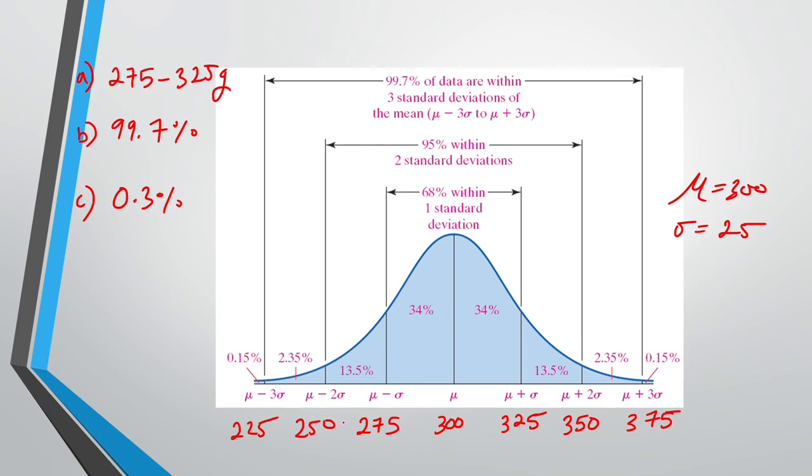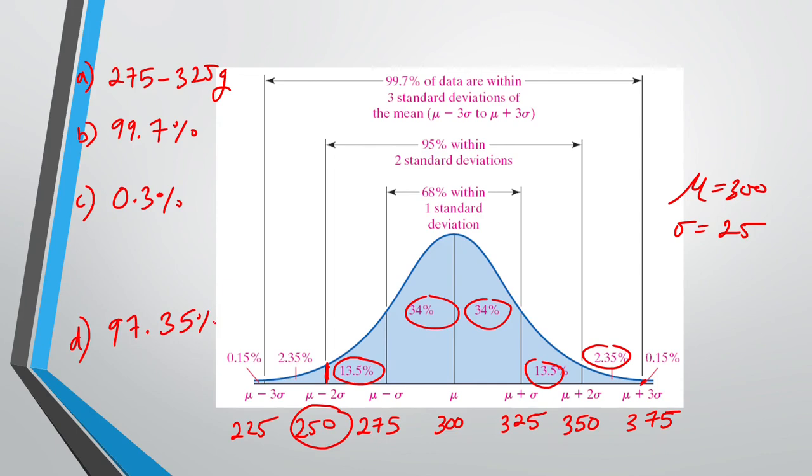Part D, what percentage of organs weigh between 250 grams and 375 grams? For part D, we're looking for between 250 all the way to 375 grams. So we can just add these percentages up to calculate our desired area. Adding up all the numbers, we will get 97.35%. 97.35% of organs are going to weigh from 250 grams all the way to 375 grams.